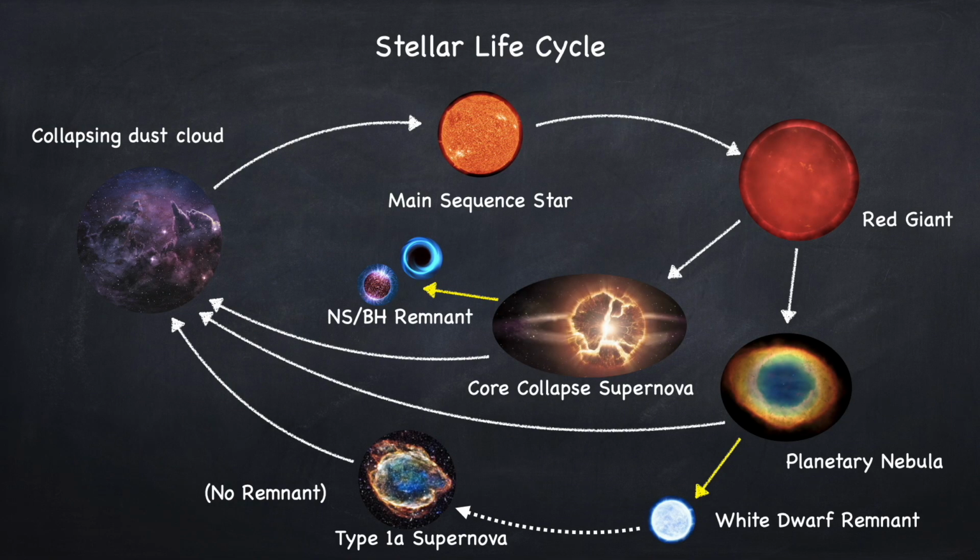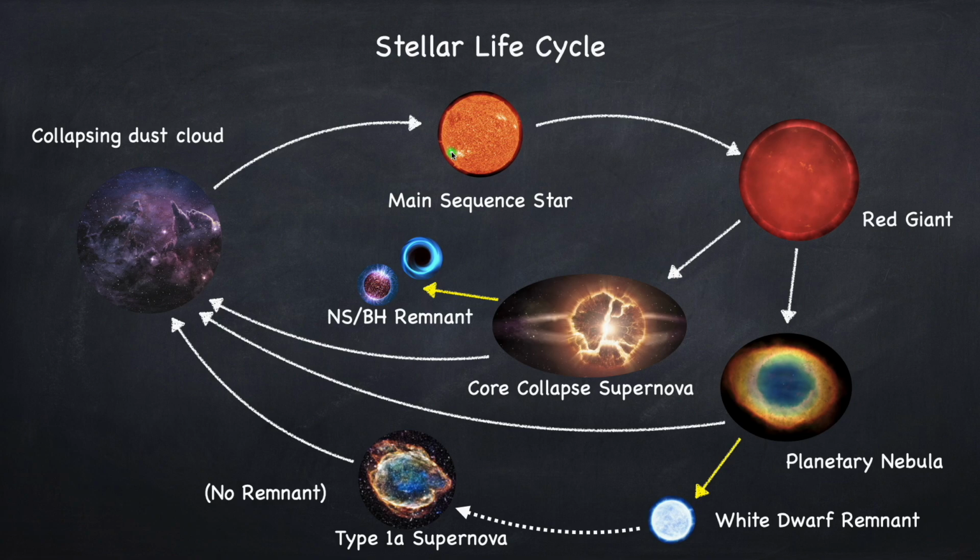Let's start off by briefly overviewing the stellar life cycle so we can see where black holes come from. A star is formed when a dust cloud collapses under its own gravity, heating up until it gets hot enough to fuse hydrogen in its core. At this point, the energy released from the hydrogen fusion will support the star against further gravitational collapse. This is called a main sequence star. This is the majority of the stellar life cycle.